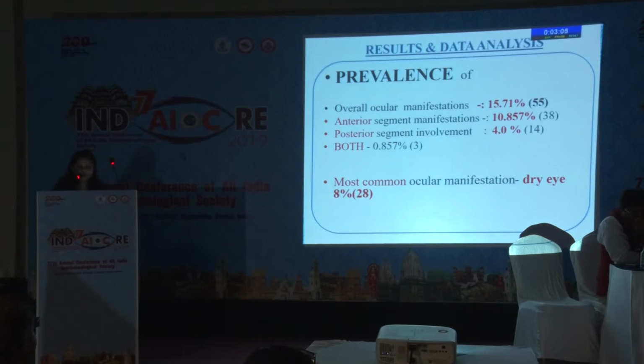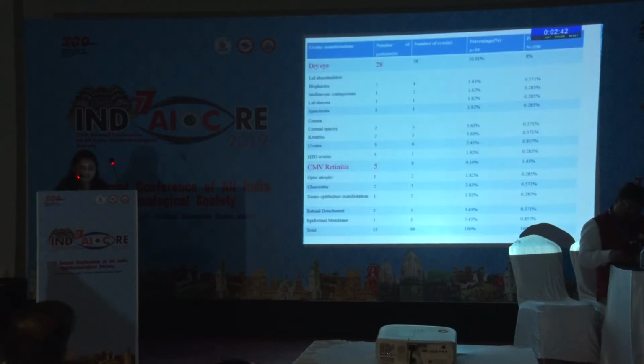The prevalence of ocular manifestation in our study was 15.71%. Anterior segment manifestation, which included anterior segment as well as adnexal disorders, was 10.8%. In the posterior segment, prevalence was 4%. Both were 0.8%. The most common ocular manifestation reported in our study was dry eye, and the prevalence was 8%. The second most common manifestation was CMV retinitis, which was reported in 5 patients only.